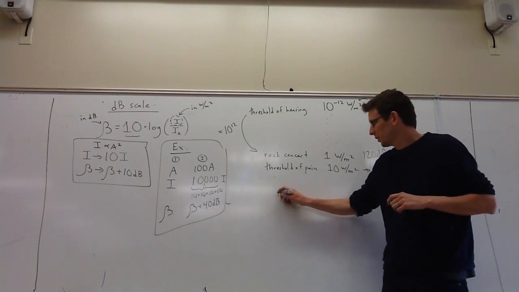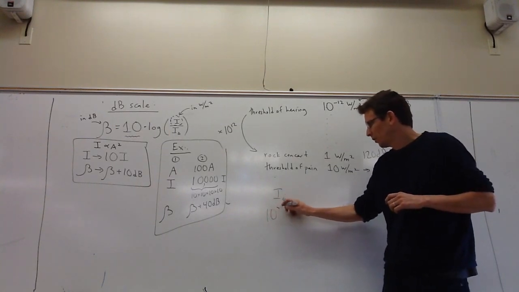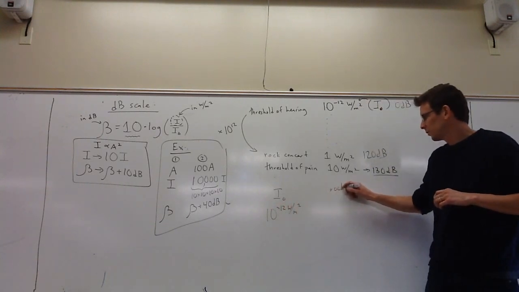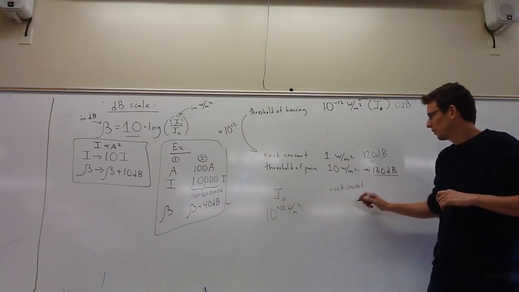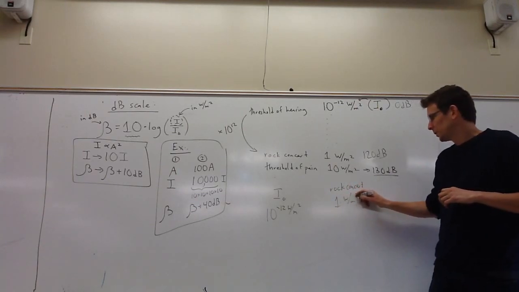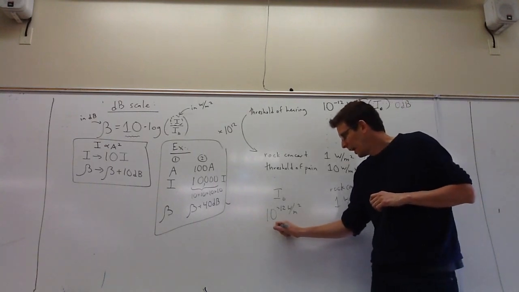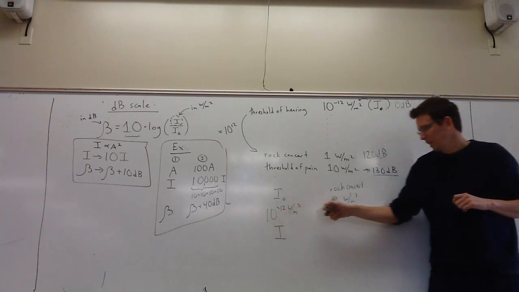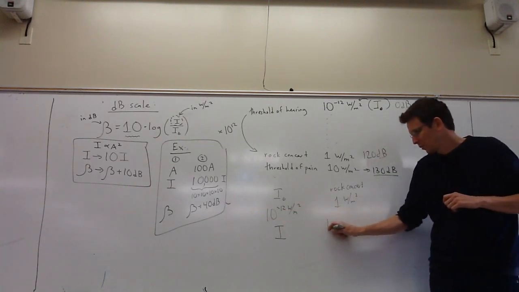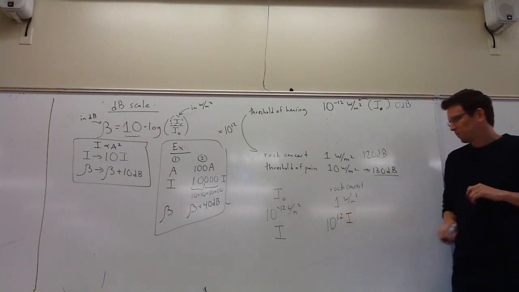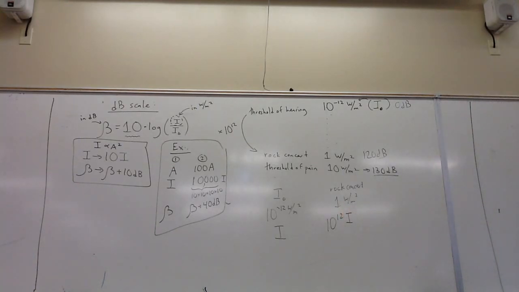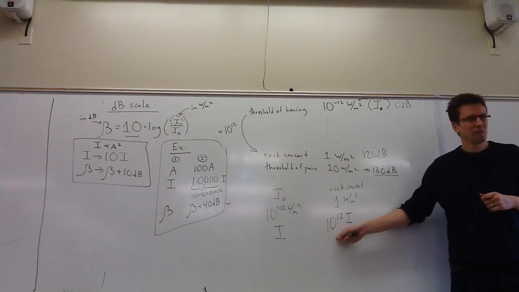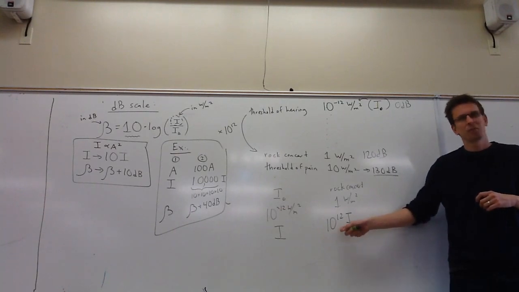Well, we had the threshold of hearing, I naught, which is 10 to the minus 12. And then I have the rock concert, which was 1. So if I call this I, how many times is this? What do I have to multiply this by to get this? Trillion. Trillion, 10 to the 12, right? Okay, that's 10 times 10 times 10 times, yeah, I'm not going to say it 12 times. 10 times 10 times 10, blah, blah, blah, right?